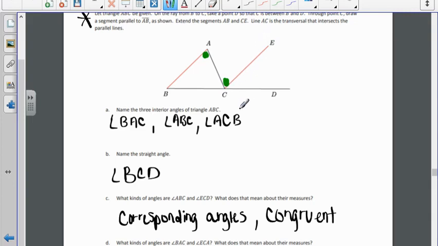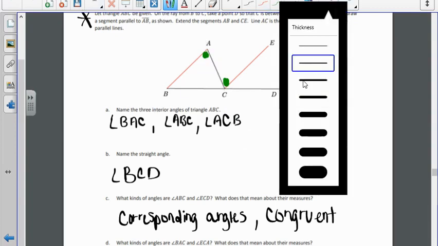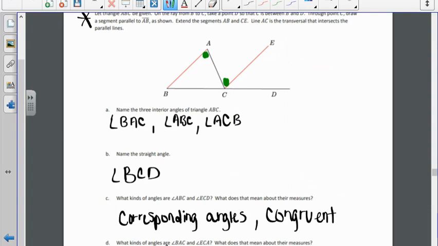So those are inside the parallel lines, but they're on opposite sides of this little transversal right here, which means that they are alternate, and since they're inside those parallel lines, it would be interior angles. And what we know about those is that they are also congruent. So if I know that one of those angles is 12, then the other one is 12. That means they're equal to each other.